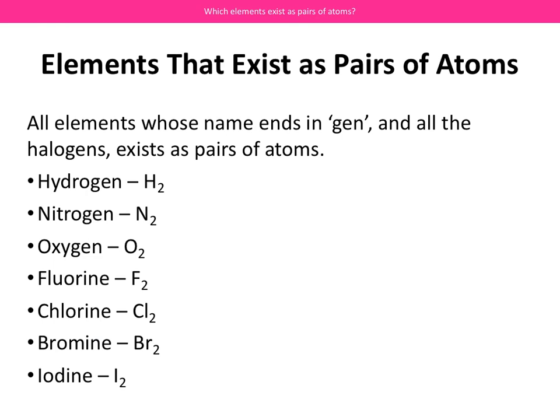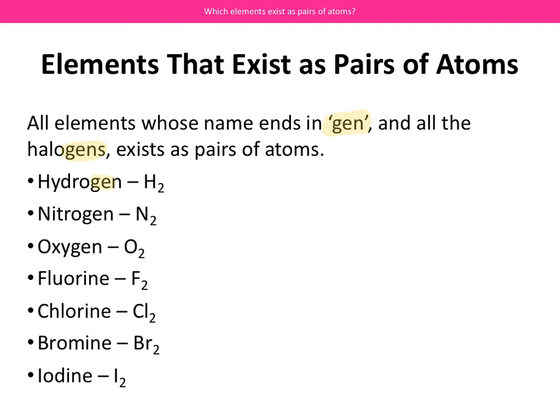So how could you know whether the formula of an element was something 2 or not? If you think about it, we've heard about N2 for nitrogen, O2 for oxygen, and H2 for hydrogen. Well, there is something pretty useful, and that is the fact that any elements whose name ends in gen, or if you remember what the name of group 7 was, it was the halogens, so that's got gen in it, but of course it's a group name, then they exist as pairs of atoms.